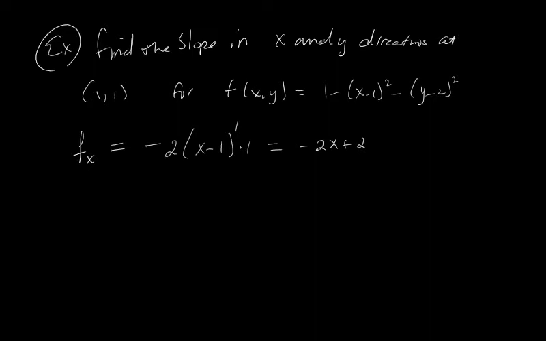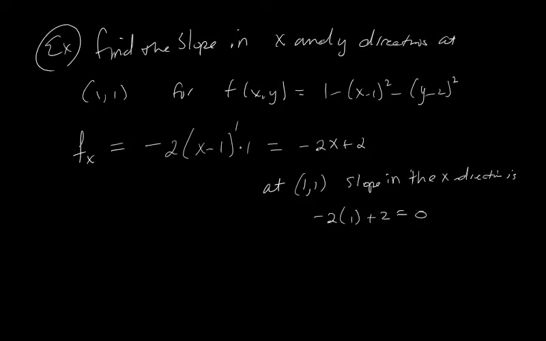Okay. All right, so at the point (1, 1), the slope is minus 2x plus 2. Oh, I can't say the slope is. I have to say the slope in the x direction is, because there's 2 directions we're working with, right? So the slope in the x direction would be negative 2 times, plug in a 1 for the x, plus 2. So that's negative 2 plus 2 is equal to 0. So we are not going to see any change in the x direction from this point.